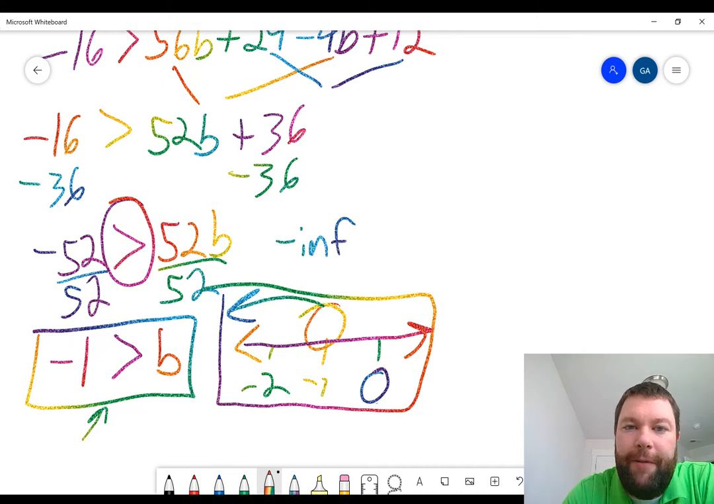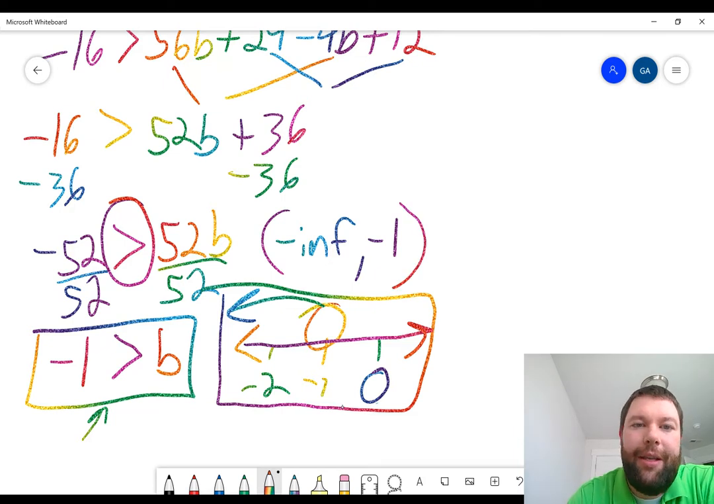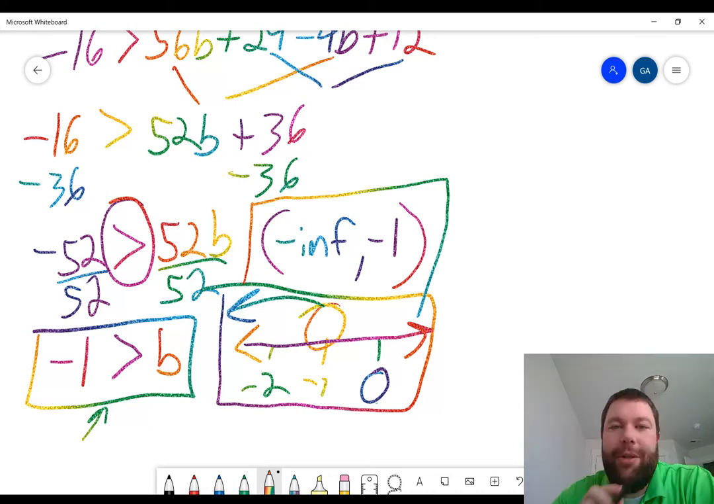is negative infinity. And my greatest number is where it stops, which is at -1. So -1. And infinities always have a parenthesis. And if it's an open circle at the number, it's going to have a parenthesis as well. And that would be my last answer. So those are your 3 answers for that problem.